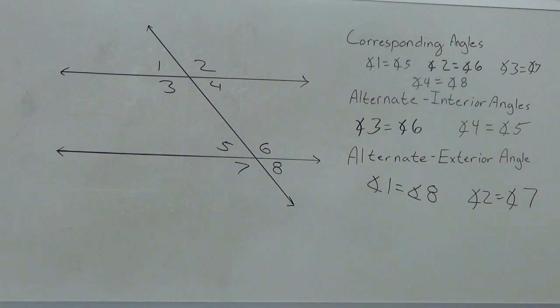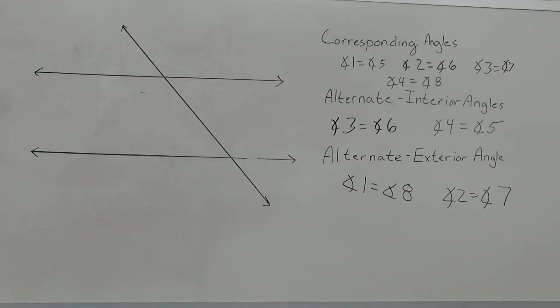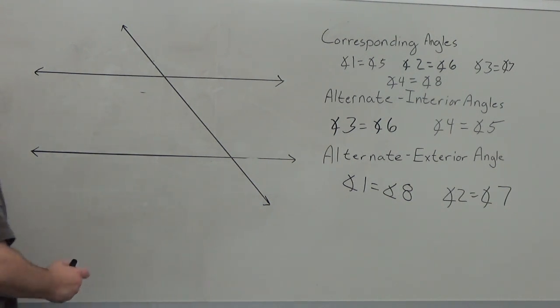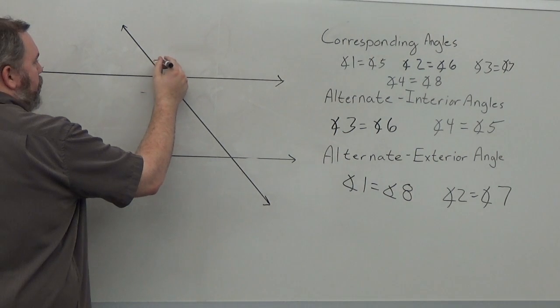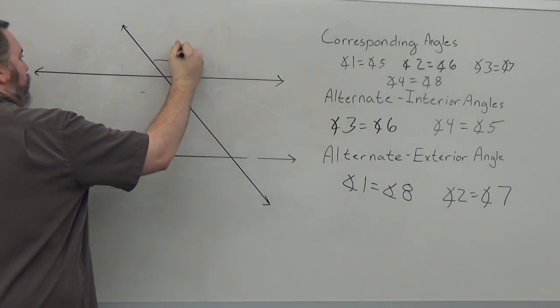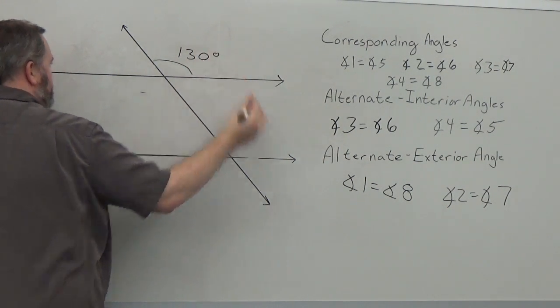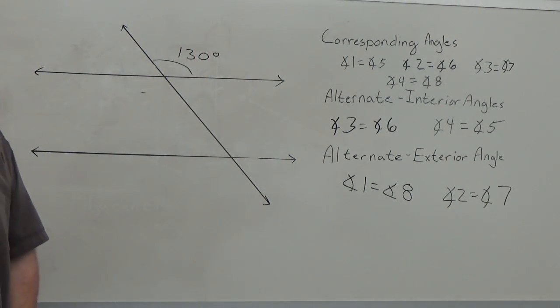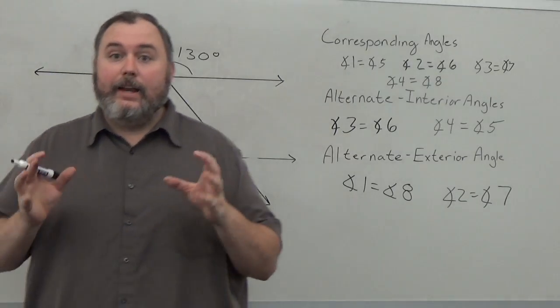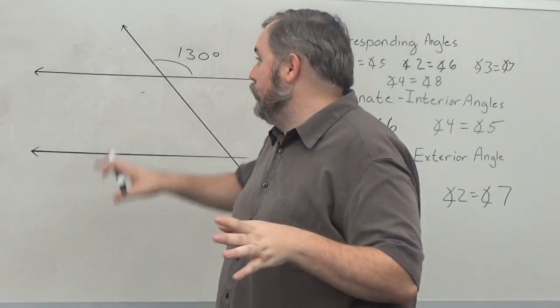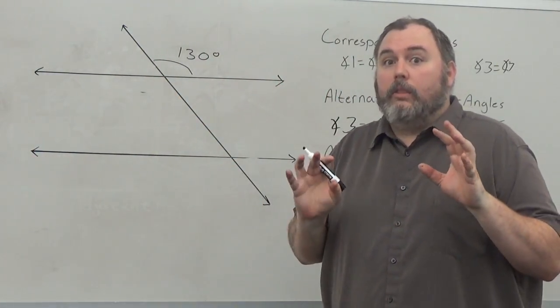So, how does this really help us? Why are these definitions so important? Well, let's say I give you two parallel lines and a transversal, and I'm going to say that this angle right here, we'll make it nice and easy, is 130 degrees. All right? Your job now is to find all of the remaining angles. You've got to find everything else.